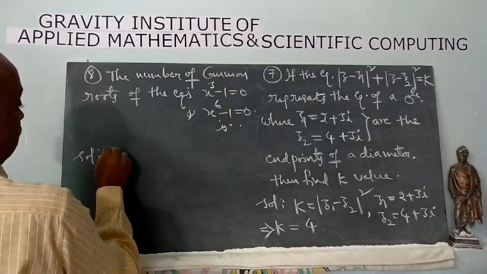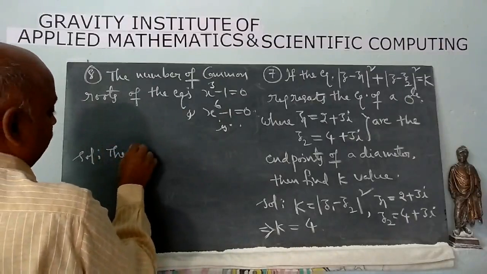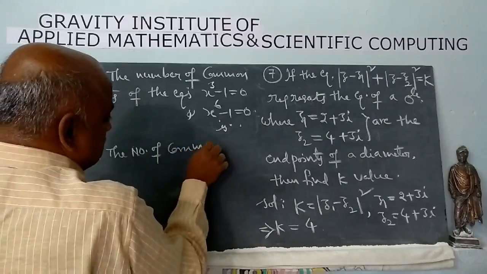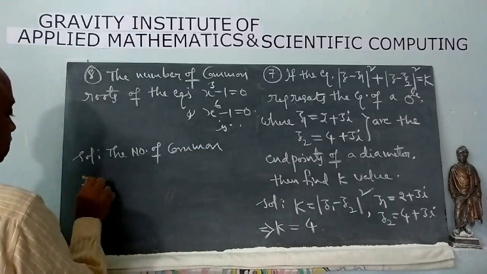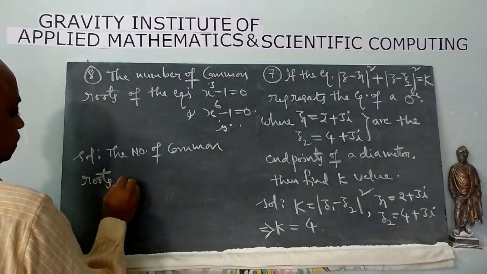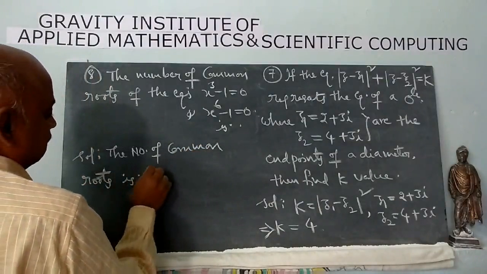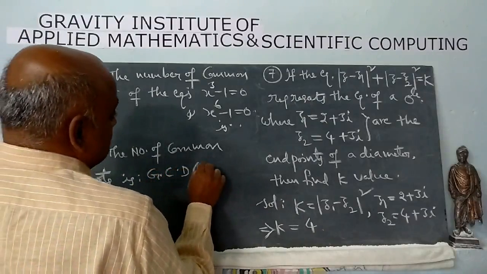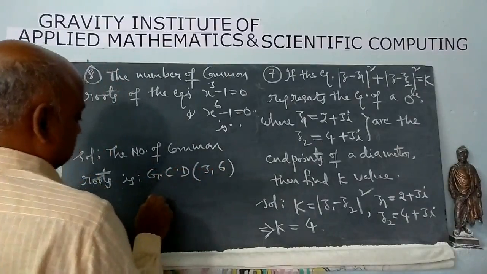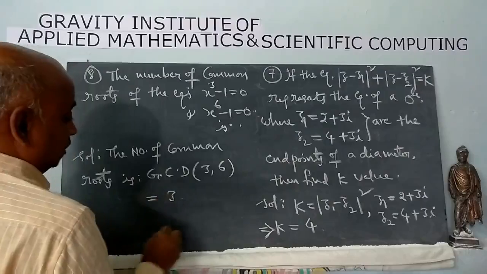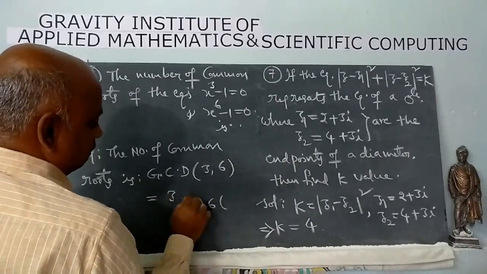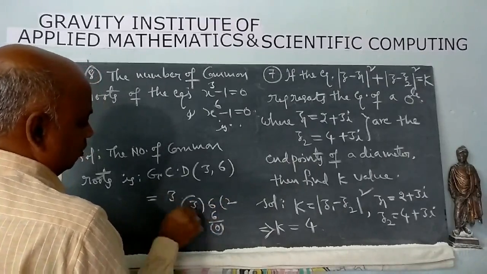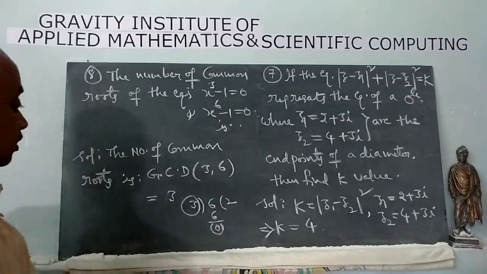So the number of common roots is the GCD of 3 and 6, which is equal to 3. 3 times 2 is 6. So 3.